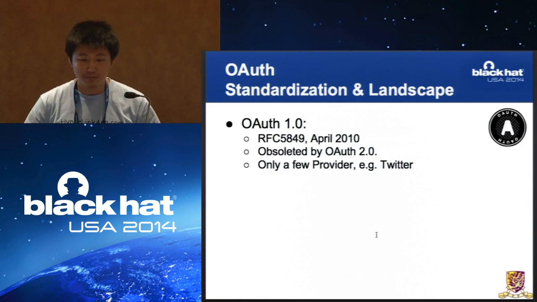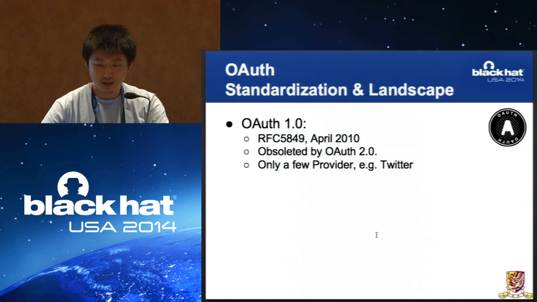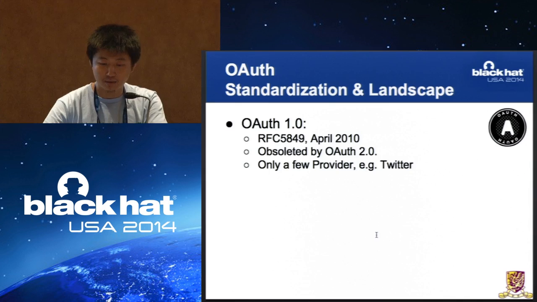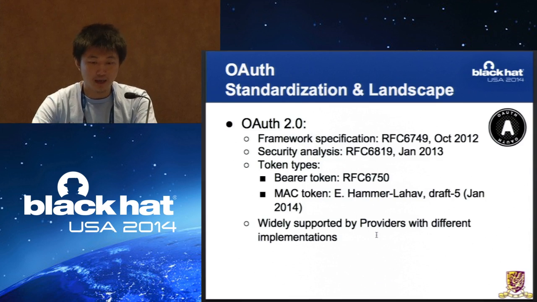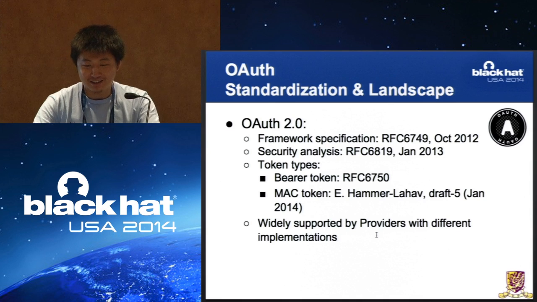Okay, so here's the background of OAuth. You know that OAuth has some history already, several years. The 1.0 version was proposed very early, and it was obsoleted for a long time. And only a few providers are using it now. OAuth 2.0 has a formal framework specification and also has some security analysis. And the current landscape is like that. OAuth 2.0 is very widely deployed by providers. However, nearly all providers implement it in different manners.